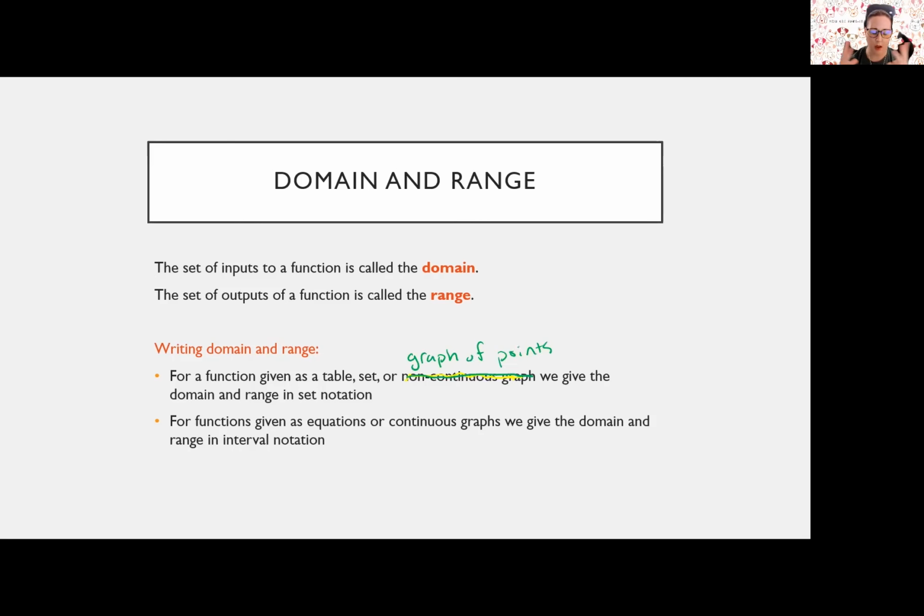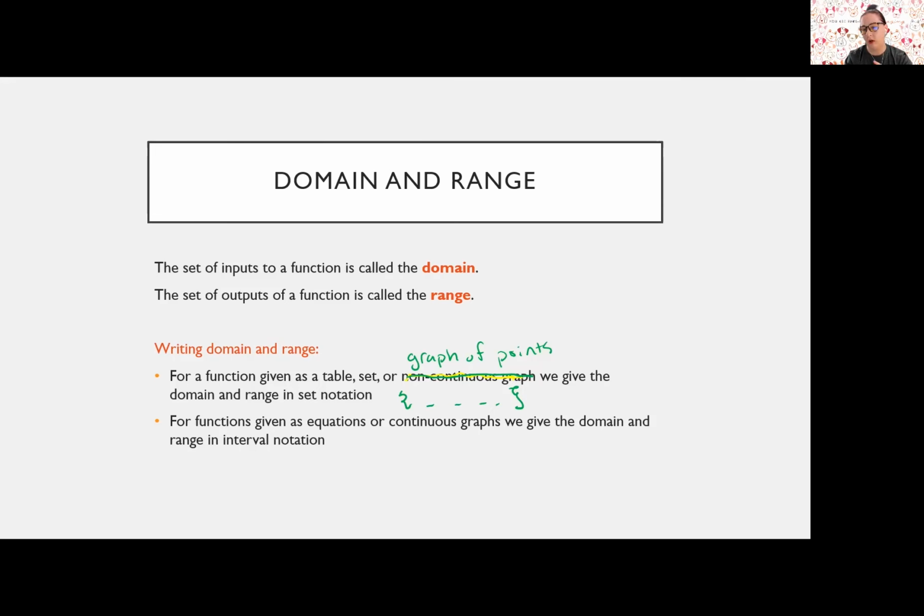So if you only have distinct ordered pairs, through a table or set or on the graph, you give your domain and range in set notation, where your domain is going to be your listed X values in curly braces, because that's representing a set. And then your range would also be listed as a distinct list of values in curly braces, because you don't have things that are connected. With a table, all you have are these ordered pairs. You don't have all the values connected between them. So you're literally just listing every X value and then listing every Y value.